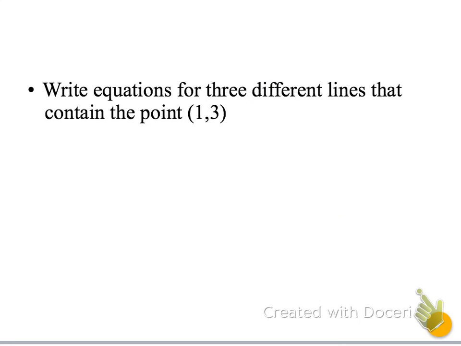Okay, write equations for 3 different lines that contain the point 1, 3. Okay, so I'm not giving you any slope. So what I'm going to do is just write in, so this is x, this is y. So I'm going to use point slope. So I'm going to go y minus 3. Let's say my slope is 2. Okay, so there's one equation.